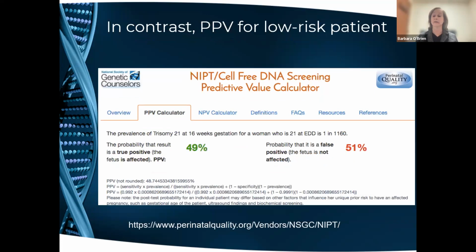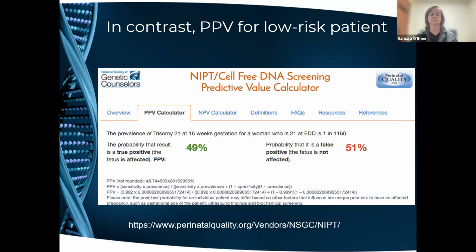This is a 21-year-old. So the positive predictive value is only 49%, and the probability that there's a false positive or the fetus is not affected is 51%. So you can see these dramatic differences based on age, which is really based on the prevalence of the disease in the population between a woman who's 40 and a woman who's 21. A lot of the testing companies now are actually giving the positive predictive value on the screening report that you get, on the result that you get.